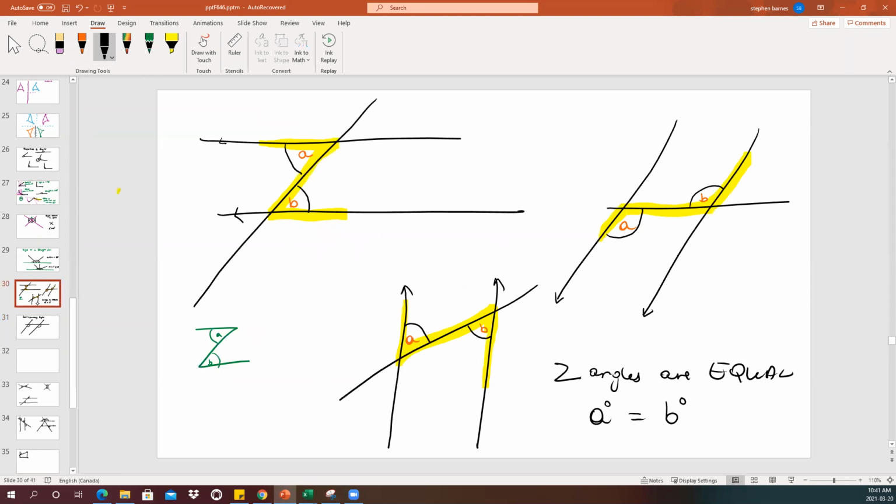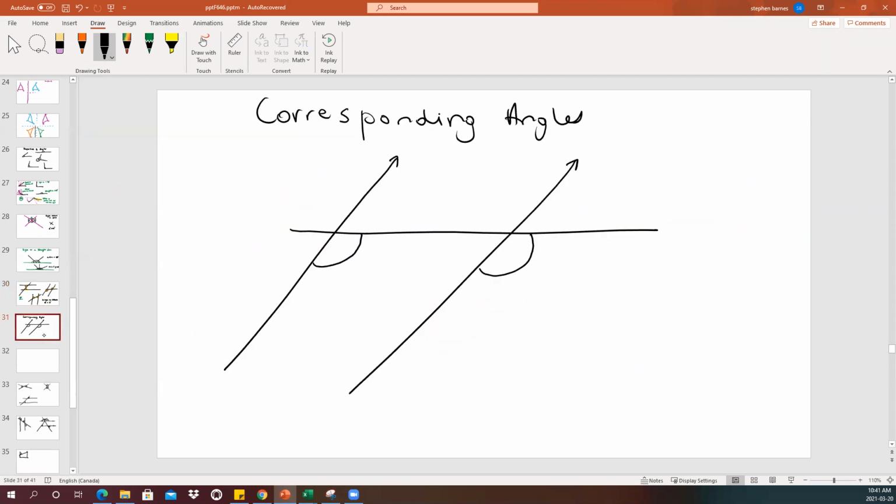So this one was called an alternate angle because they're on opposite sides, as you can see. But on this one, they're on the same side, right? How you identify them is you identify the transversal, which is the line that cuts the two parallel lines, and then they're on the same side. So for example, if this is parallel line Q, and this is parallel line R.